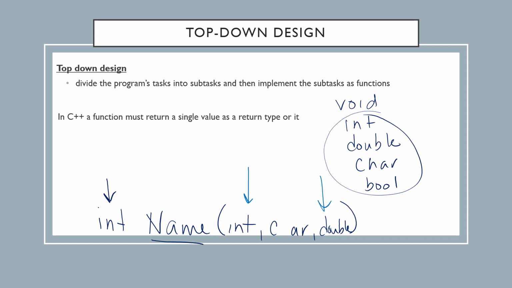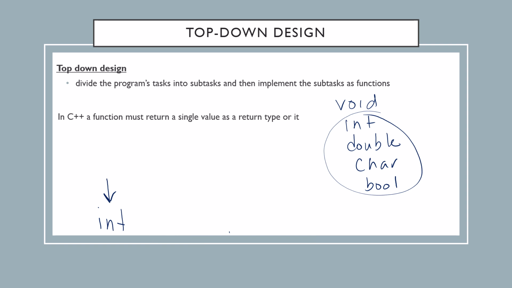So we're going to learn about how to pass data to functions, but as far as the return type goes, at this point, it can only return one thing. It can either have a void return type in which it returns nothing, an integer return type in which it does its work and returns an integer, a double, a char, or a bool.